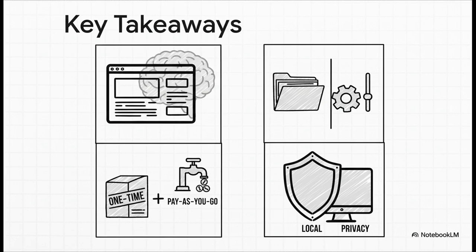So let's just boil it all down. If you walk away with anything, it should be these 4 things. 1. TypingMind is the fancy dashboard, not the engine itself. 2. Its real magic is in its incredible organization and customization. 3. The pricing model is different. You buy the software once, then pay for your AI usage as you go. And 4. It's built for privacy, keeping your data on your own machine.